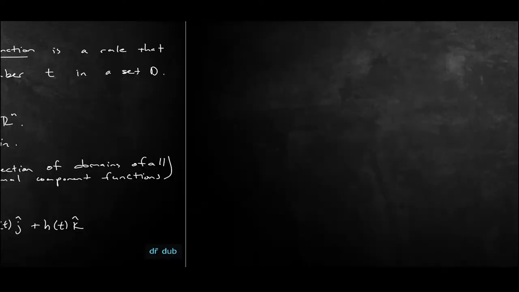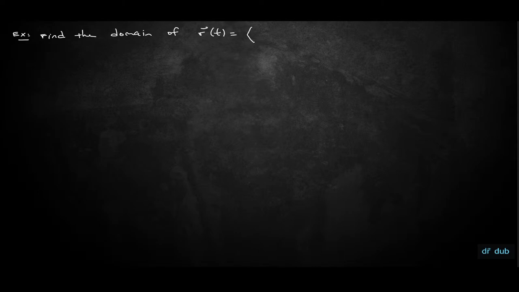Okay. Got an example to find the domain. Example: find the domain of r of t equals, let's give it in the bracket notation, t cubed, square root of t plus 2, and sine t over t. So that's our vector function. We want to find its domain.